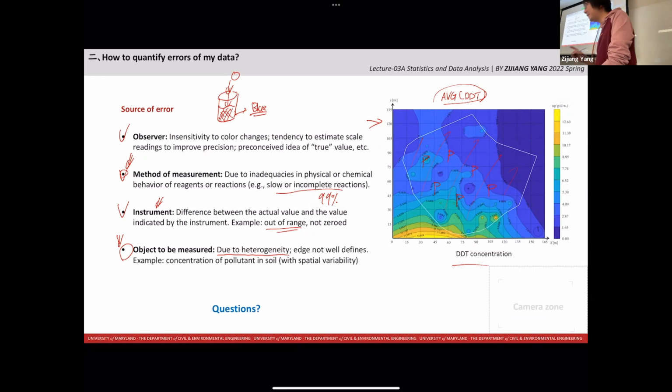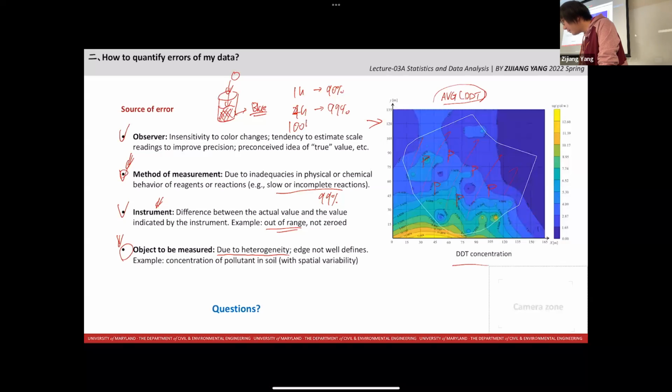And this color change is based on the chemical reaction. But as we mentioned in the last lecture, the chemical reaction may not be complete. Like if we wait 1 hour, it can be 90% complete. If we wait 4 hours, it can be 99% complete. And if we wait, let's say, 100 hours, it could be 99.99% complete.